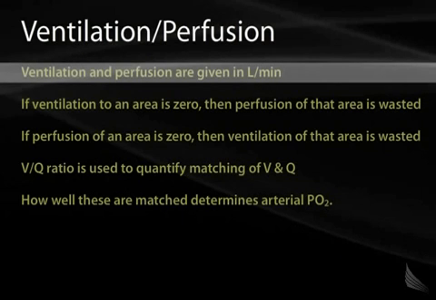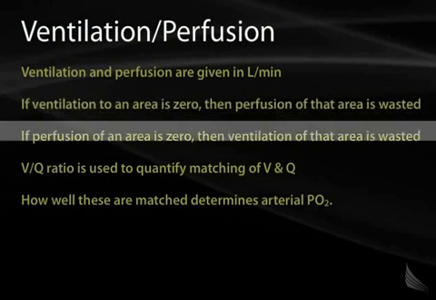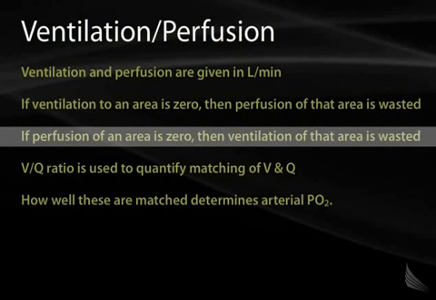Zones 1, 2, and 3 introduce the important concept of ventilation-perfusion matching. We think about ventilation, or V, and perfusion, or Q. Both are given in liters per minute. If there's no ventilation in an area of lung, the perfusion to that area is wasted. Likewise, if there's an area of the lung that's not perfused at all, the ventilation to that area of the lung is wasted.